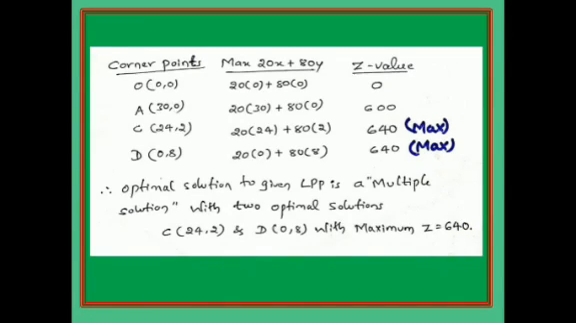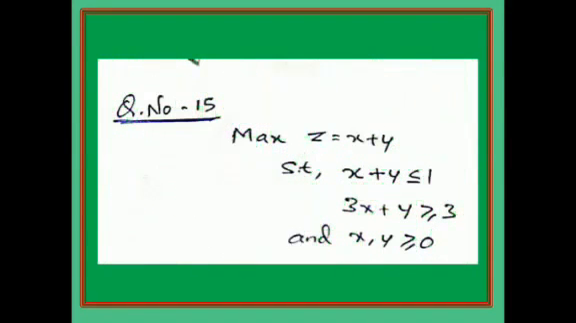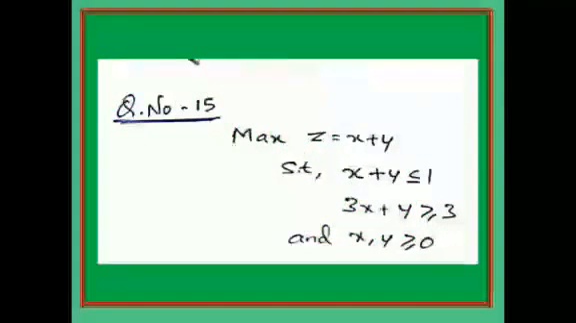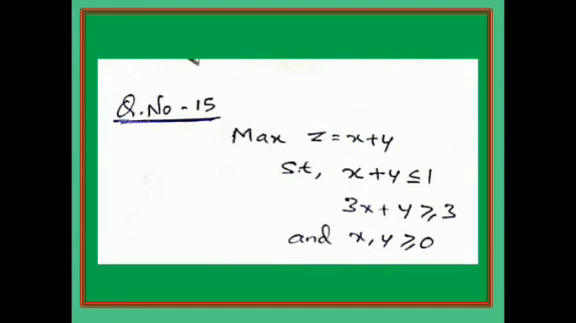Let's move into the next problem. Question number 15. Maximization of Z equal to X plus Y subjected to X plus Y less than or equal to 1 and 3X plus Y greater than or equal to 3, X comma Y greater than or equal to 0. Once again the same procedure has to be observed. The given linear inequalities have to be considered as equalities for the constraints, and then two values plotted on the graph sheet. Let's see how it can be performed.